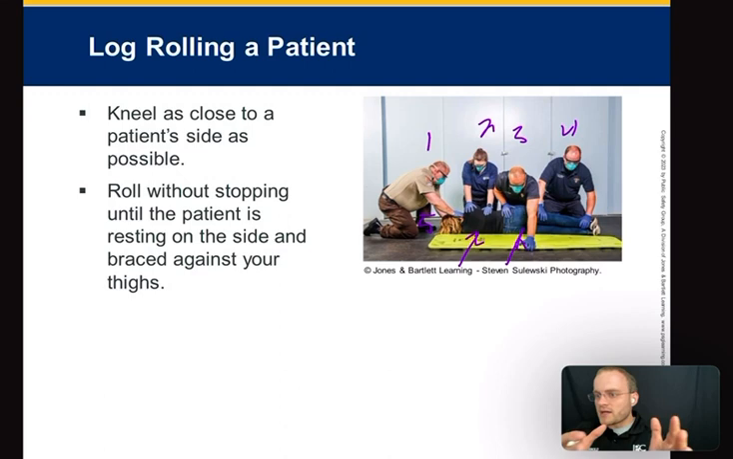All right, making eye contact. Everybody's good. And then you say, all right, we're going to roll on 3. 1, 2, 3, rolling. And then, all right, we're going to roll the patient back onto their back on three. One, two, three, rolling back onto the backboard. Okay, so that's how we do that. It's coordinated. It'll make more sense in the lab when we talk about that.